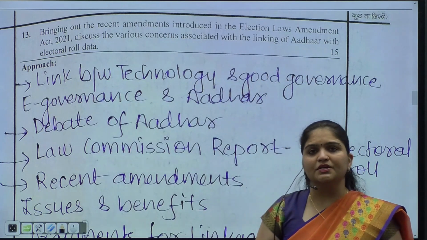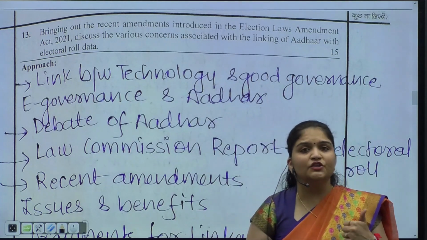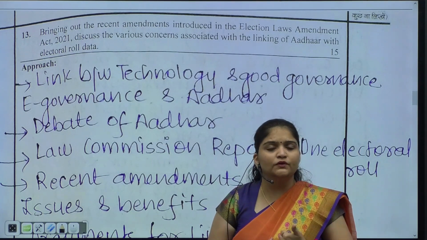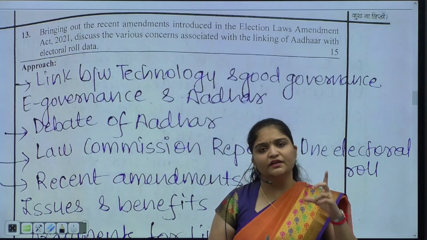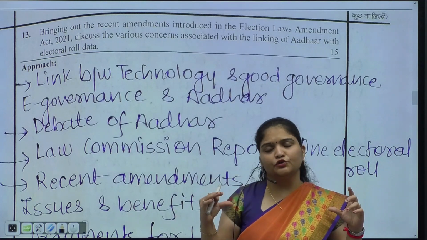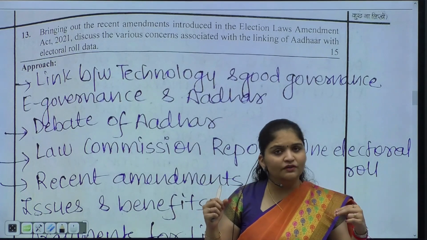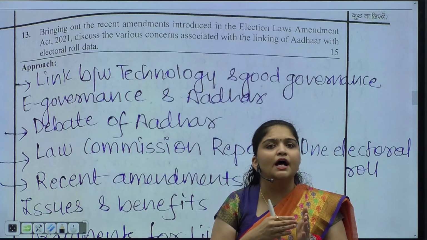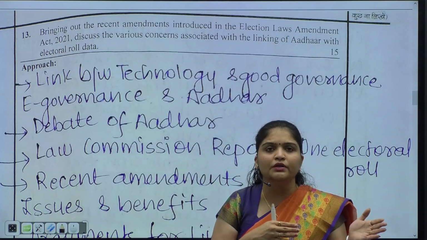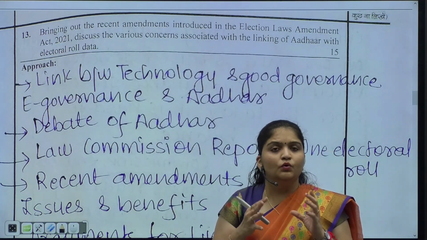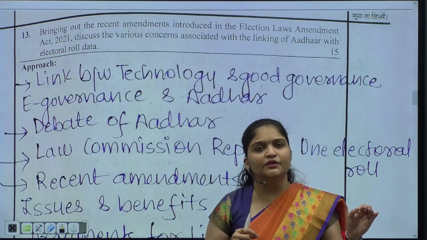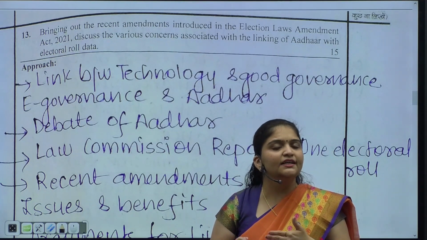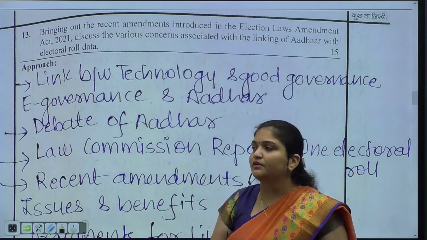Now see, this question is not only about the factual provisions of the amendment. Obviously you have to know them, but you also have to know the issues associated with those and also the benefits of those. Then you have to say, in a broader way, to what extent linking Aadhaar with electoral data is good or bad. The answer will not end with only the factual provisions; you also need Aadhaar as a theme: what are the arguments for, what are the arguments against.